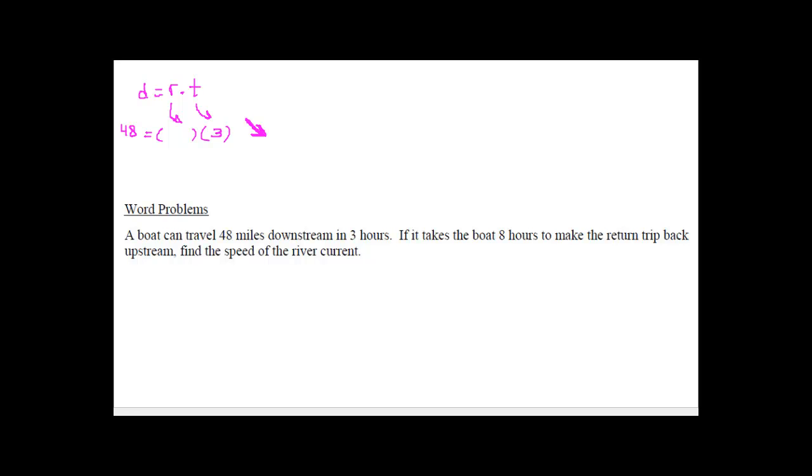Okay, when you're going downstream, the rate of the boat and the rate of the current should add up. So let B be the rate, how fast the boat goes, and let's go ahead and let C be the rate of current. If I assume that, what would be the rate here for going downstream, anyone?